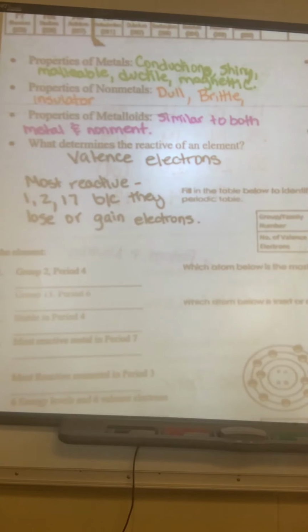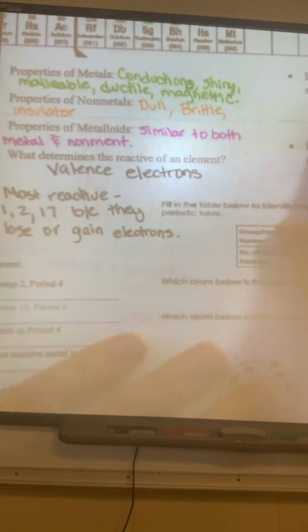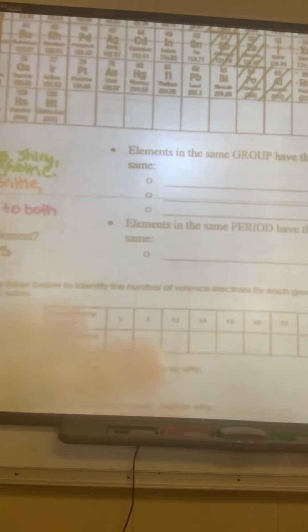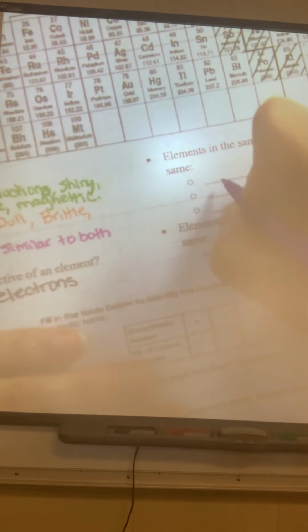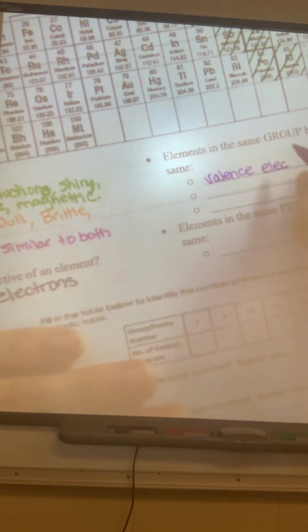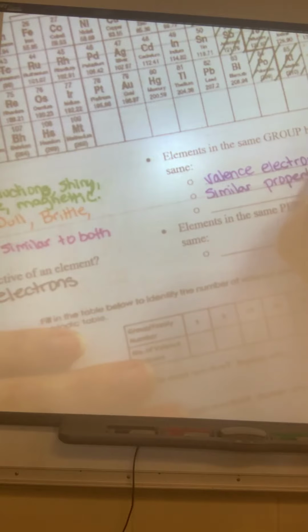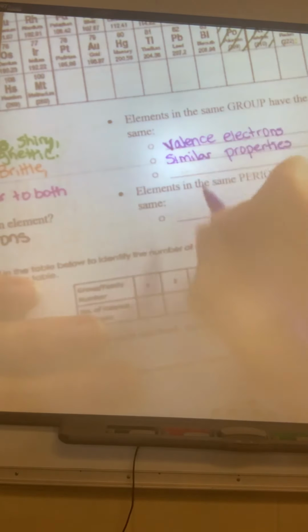All right, let's look at this. Elements in the same group have the same valence electrons. Okay, so I have the same valence electrons, I have similar properties, and what else do I know about my groups? Based on their valence electrons, similar reactivity.